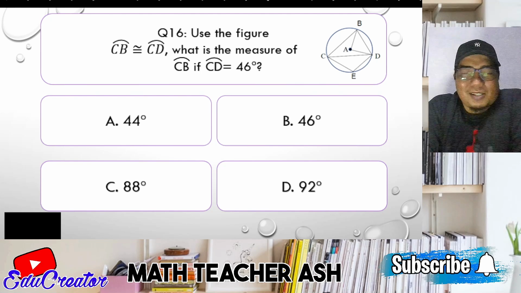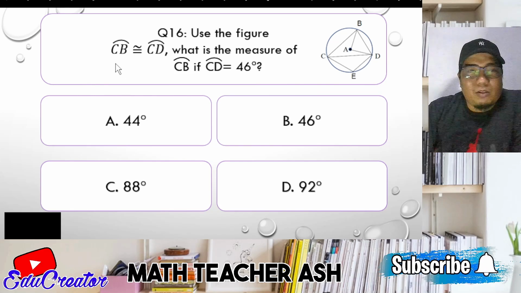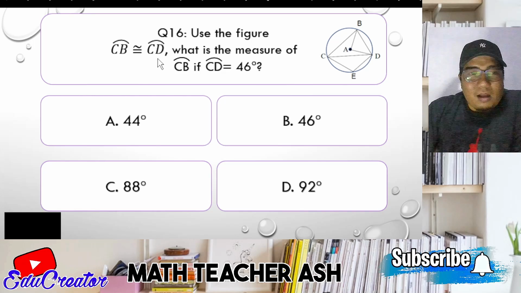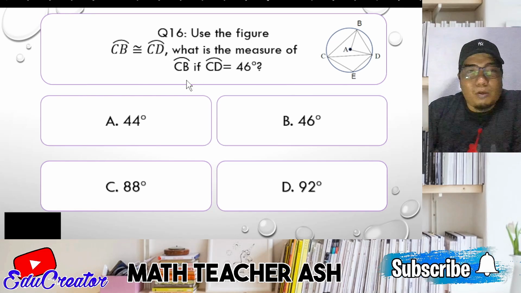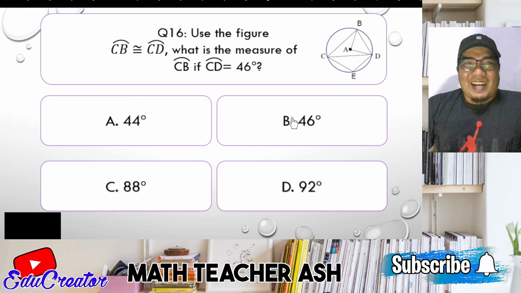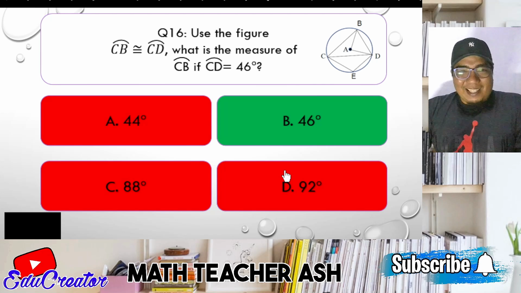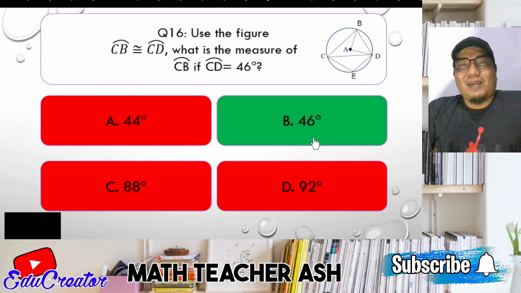Okay, my dear math learners, kahit walang drawing, sabi ko nga, pwede nating sagutin ang question na ito. Kasi dito sinabi na ang arc CB at arc CD ay congruent. So, ano daw si CB kapag si CD ay 46? Of course, ganun din. So, napakadali lang. So, the answer is 46. Ayun! So, mali yung tatlo dito. Easy lang talaga, my dear math learners.